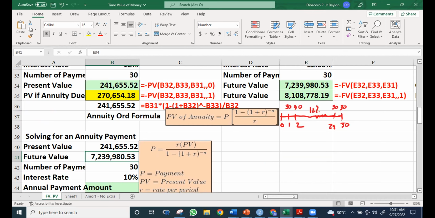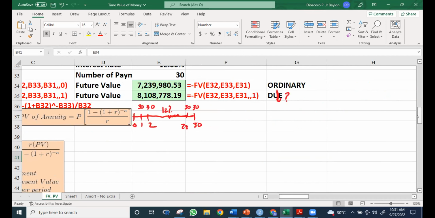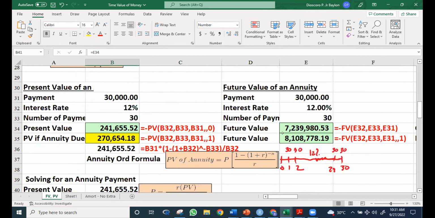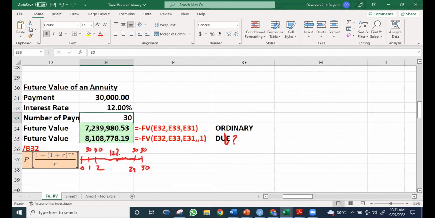By the way, I think I forgot to ask this. How did we arrive at 7,239,898? This is the future value of an annuity of 30,000 at 12% for 30 years. Let me draw that. I want to drive home a very important point here. So this one is 7.24 M.